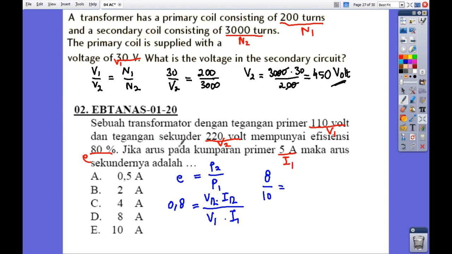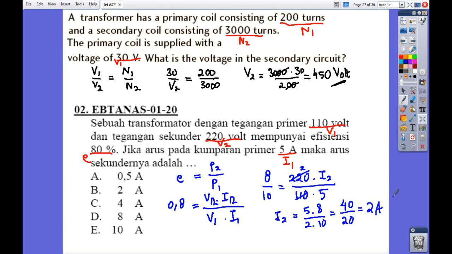So V2 here is 220. I2 is being asked. V1 is 110, and I1 is 5. So we can cancel this one, and we have here 2. So we can make it I2 is actually 5 times 8 over 2 times 10. So it's like 40 over 20. It's 2 ampere.